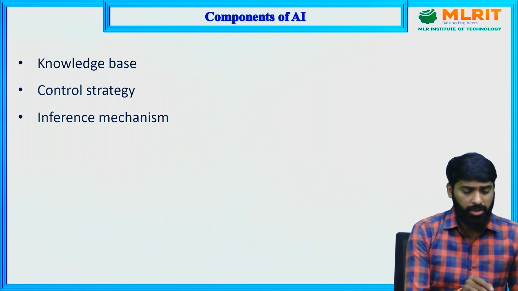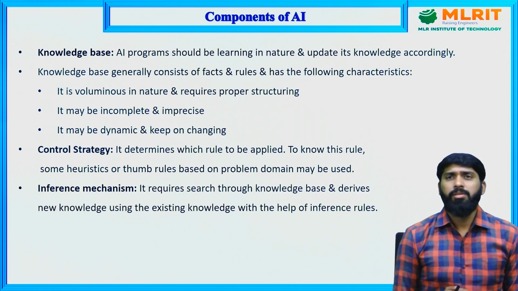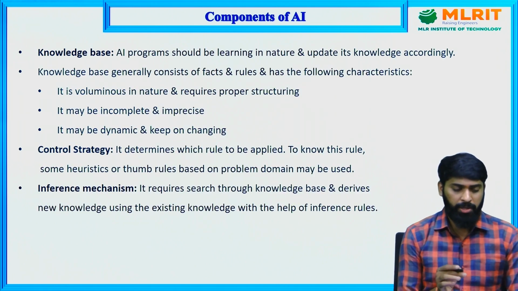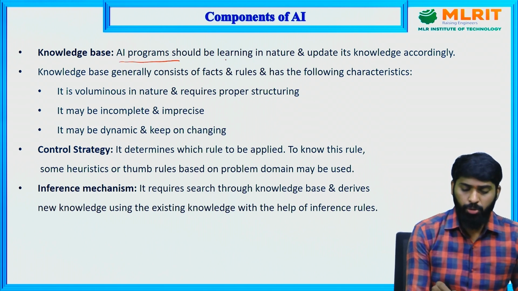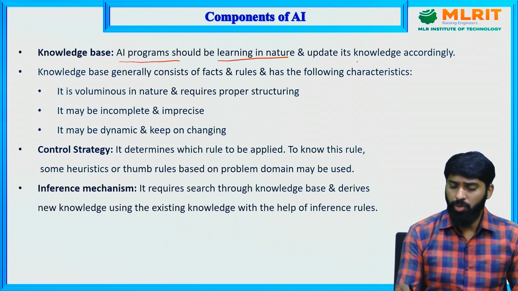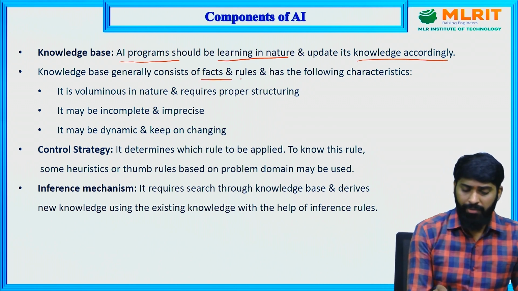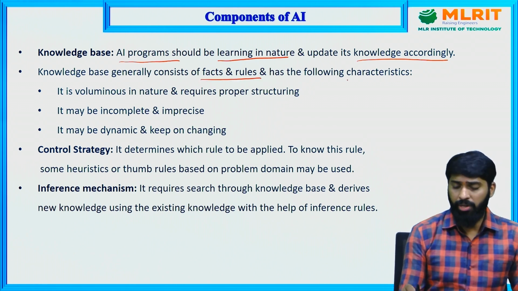Okay, so coming to the components of AI, we have three components. One is the knowledge base, the second one is the control strategy, and the third one is the inference mechanism. Coming to the knowledge base, it means AI programs should be learning in nature and update their knowledge accordingly. The knowledge base generally consists of facts and rules and has the following characteristics.